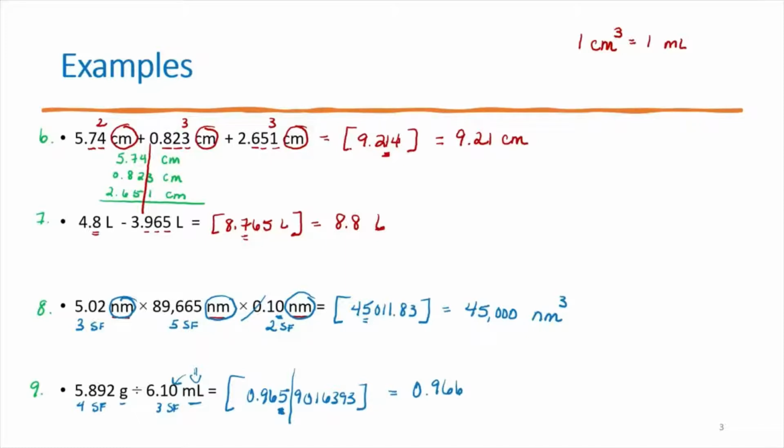I need to put my units in. I've got grams per mil. Those are, in fact, my units. I am taking grams divided by milliliters. It's completely valid units, too. That's actually the units we use to represent density.